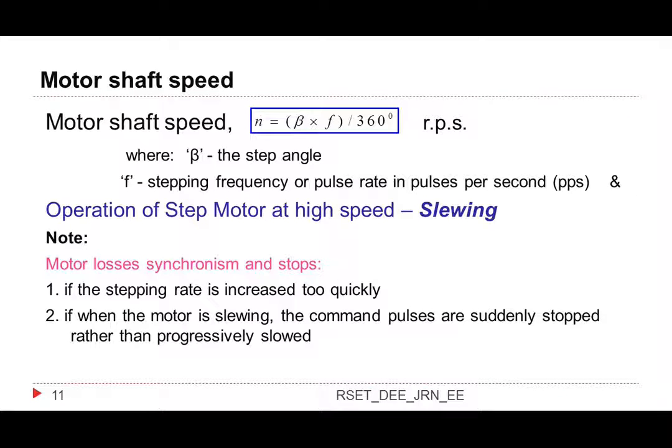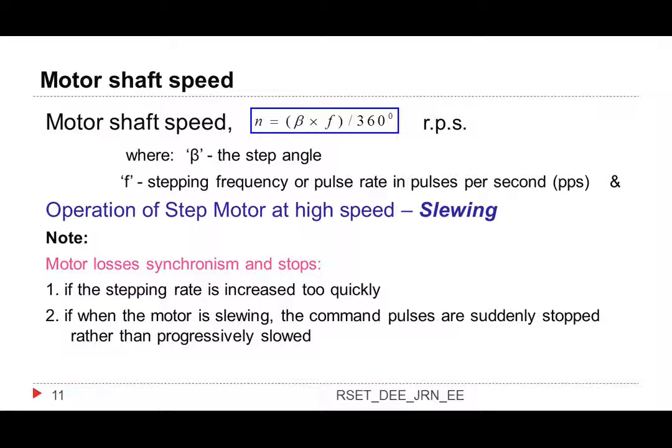Now we'll see the expression for shaft speed. The motor shaft speed is designated as small n, not capital N, small n, and its unit is revolutions per second. So small n equals beta times F divided by 360, where beta is the step angle and F stands for the stepping frequency or pulse rate in pulses per second, PPS.